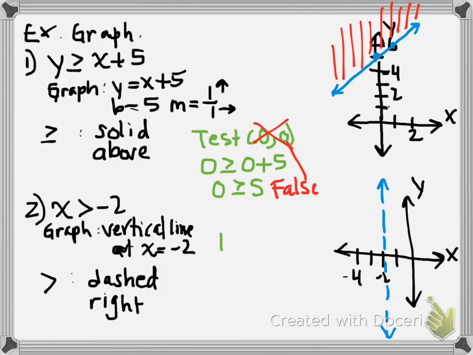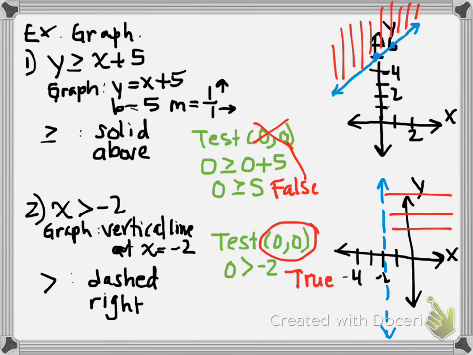So I'm going to test, again, my favorite point, which is not on the boundary line, which is 0, 0. And is 0 greater than -2? Yes. Okay, and the answer is yes. So if it's true, what that says is when you shade, you better be covering over where 0, 0 is. And that's precisely what happens when I graph to the right. I just covered over the origin at 0, 0. Okay.